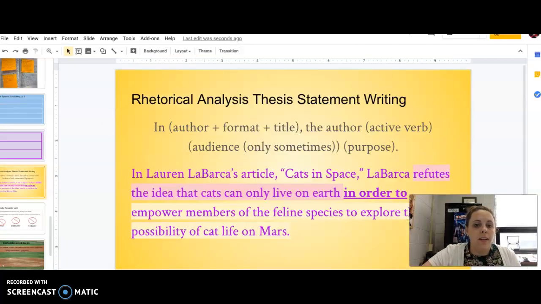So if we go back here, and of course I have to use a Space Cat example since this is really what we're talking about, right? So if we look at my example, in Lauren Labarca's article, Cats in Space, Labarca refutes the idea that cats can only live on Earth in order to empower members of the feline species to explore the possibility of cat life on Mars. Okay, so let's look at these parts here together.